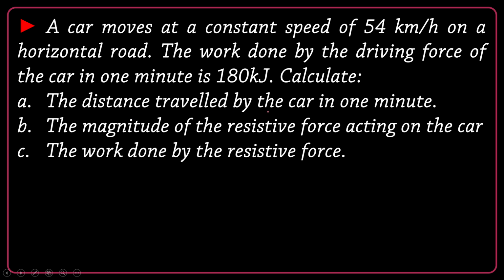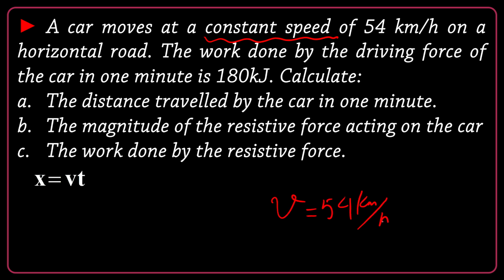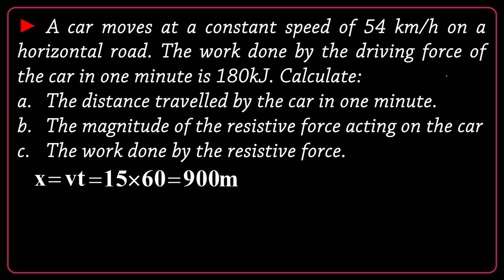The distance traveled is very easy because it's at a constant speed, so we can easily use the formula x equals vt. But v must be in SI units. v is 54 kilometers per hour, and I divide by 3.6 to convert it to meters per second. It's going to be 15 meters per second. And the time is 1 minute, actually 60 seconds. So let's plug in the values. And the answer is 900 meters. This is part A.